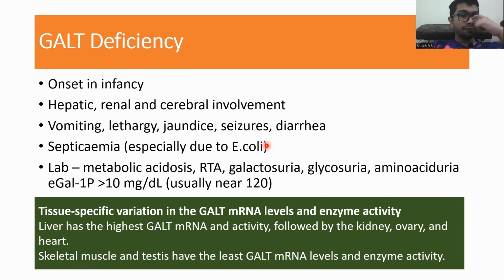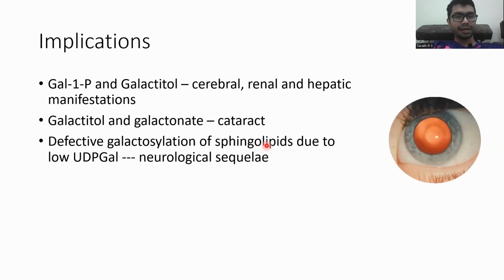Also remember, if you see the tissues which are involved in galactosemia, those are the tissues in which there is high GALT mRNA activity, which means galactose metabolism is very active in those tissues. And if you see the green box, skeletal muscle and testes have the least GALT mRNA levels and enzyme activity. That's why these two tissues are very less affected in galactosemia. The implications: galactose 1-phosphate and galactitol can cause cerebral, renal, and hepatic manifestations, which I already described.